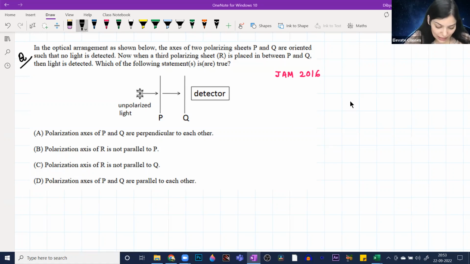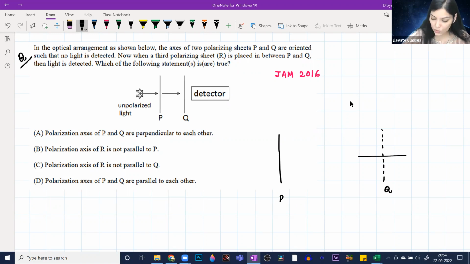So what is written here is that the two polarizing sheets are there and they are oriented so that no light is being passed. So what this means is that I have some P and I have Q. Now I have made the pass axis of the polarizer here. Right now this is the pass axis of the polarizer, and the pass axis of Q is like this. This is Q.